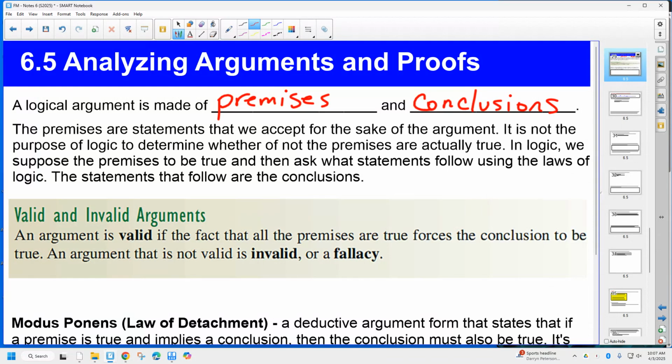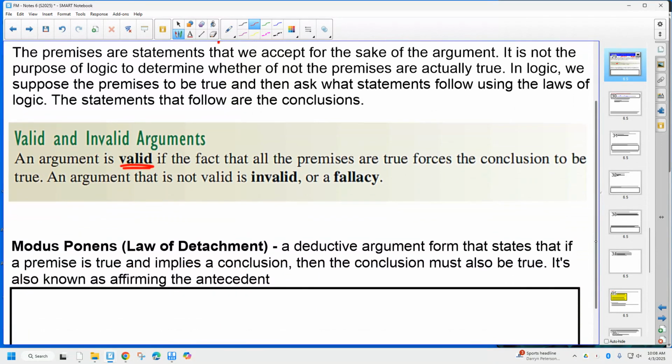An argument is valid if the fact that all the premises are true forces the conclusion to be true. An argument that is not valid is invalid or a fallacy. So what we're going to try to do is prove if something is valid or not.